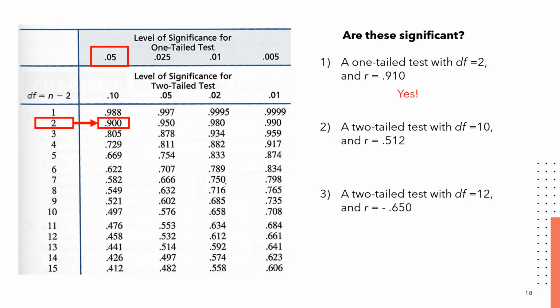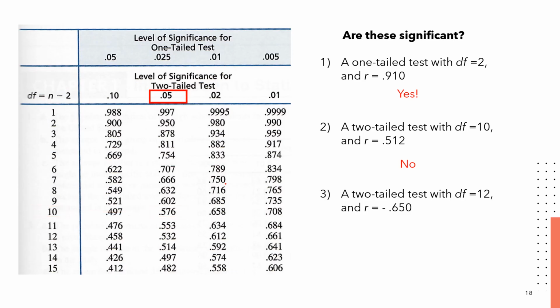On the next example, we have a two-tailed test with 10 degrees of freedom and an R of 0.512. Selecting the column for 0.05 for a two-tailed test and identifying 10 degrees of freedom, we would need an R of at least 0.576. So this correlation is not significant.